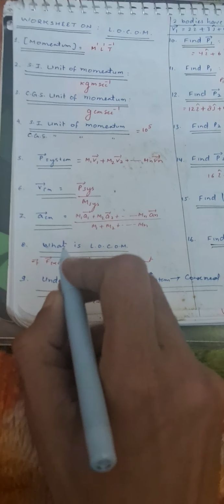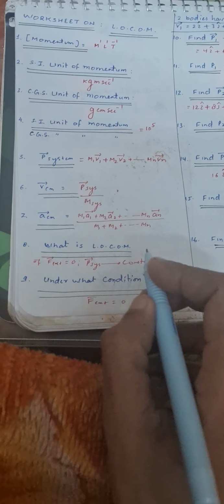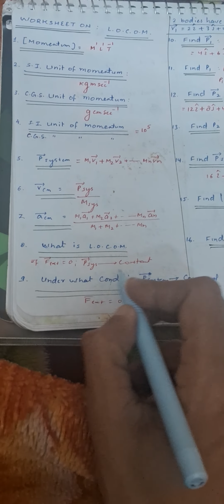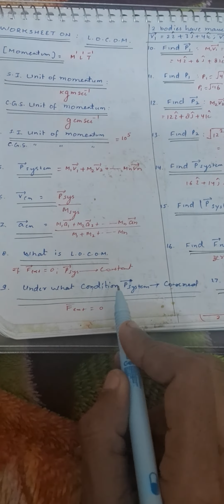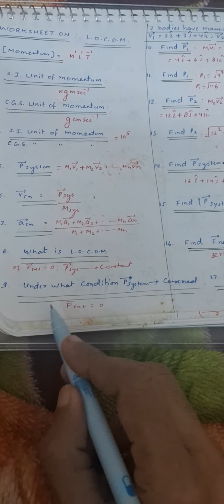Next is what is law of conservation of momentum. So it is that if external force is 0, momentum of system remains constant. Next is under what condition momentum of system is conserved. So the condition is external force is equal to 0.